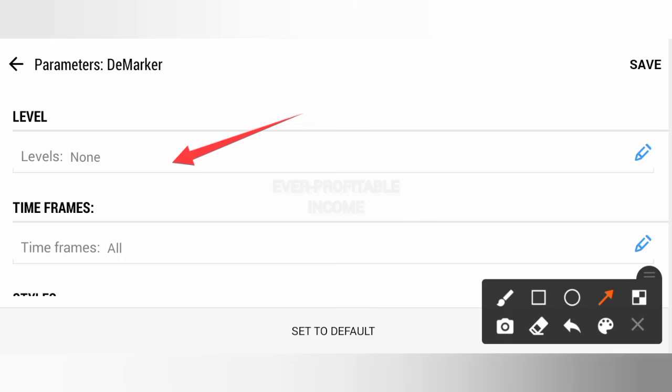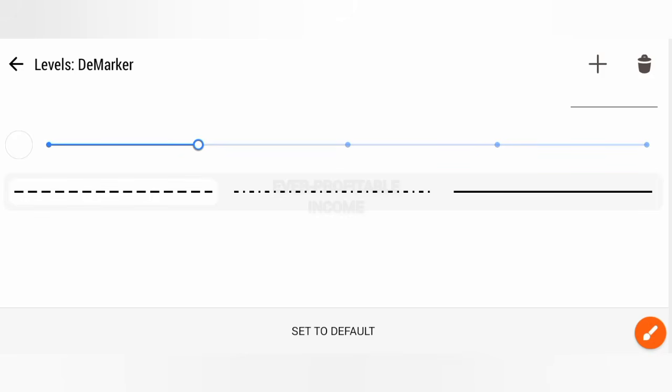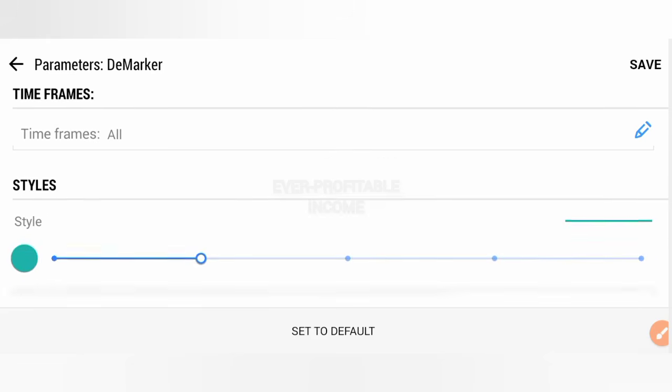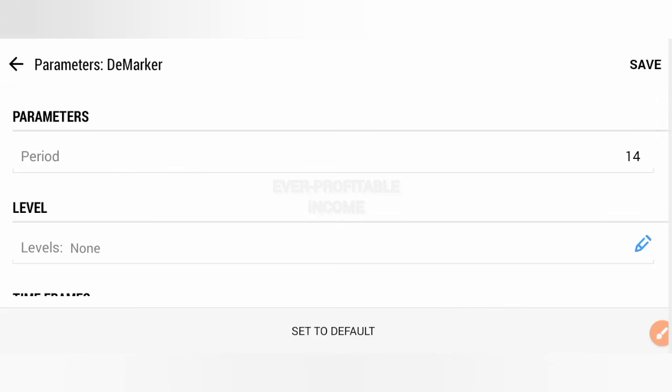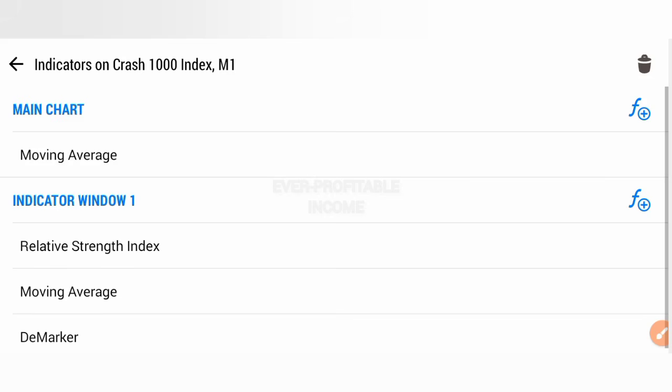I want to use the RSI. So make sure you remove the levels. Just click on it and delete the levels. So for the style, choose any color of your choice. So you click on save. So these are the settings of our indicators, and now we're going to head back to our chart to continue the explanation of the strategy to use.